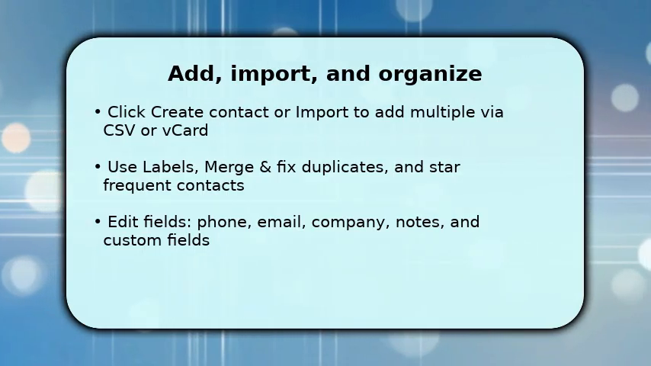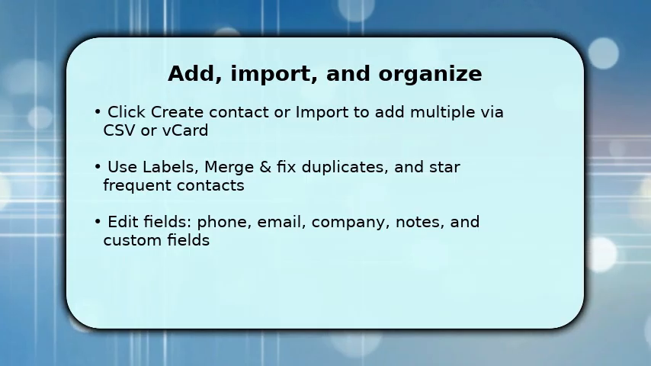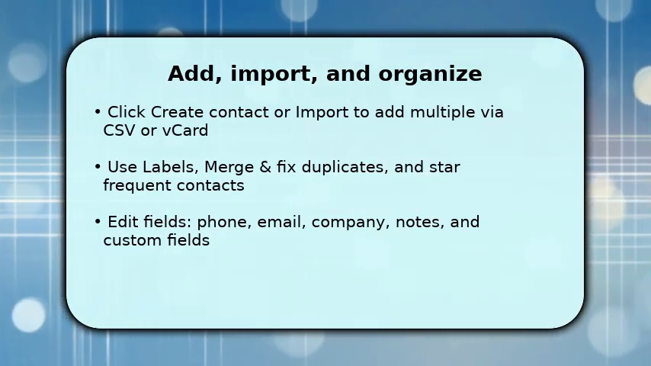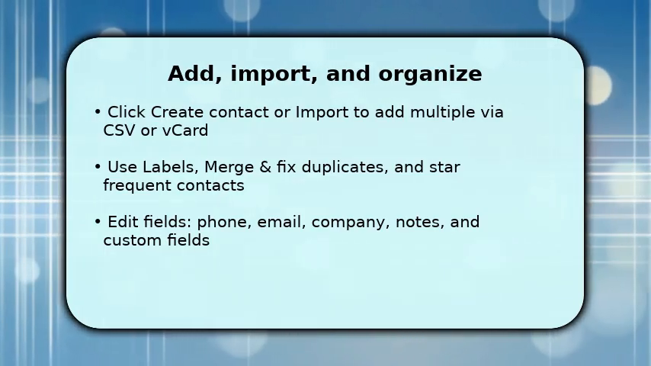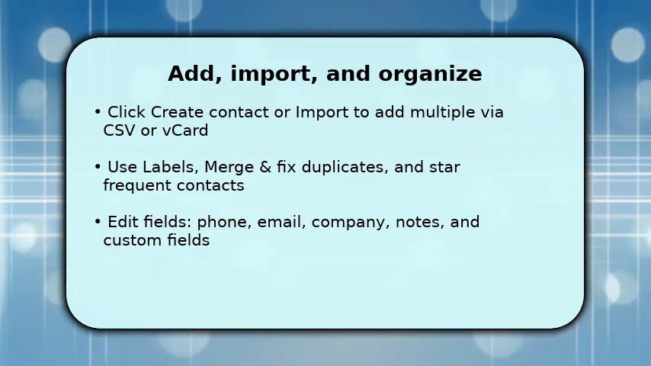Once done, import a CSV or vCard for bulk moves. Choose the correct column mapping so phones and emails land in the right fields. Use labels to group people, work, family, and merge and fix duplicates to avoid confusion. Also, star frequent contacts so they appear at the top when you need them quickly.